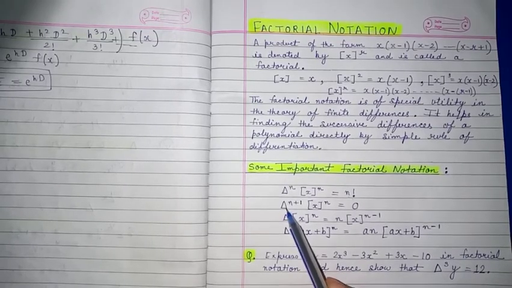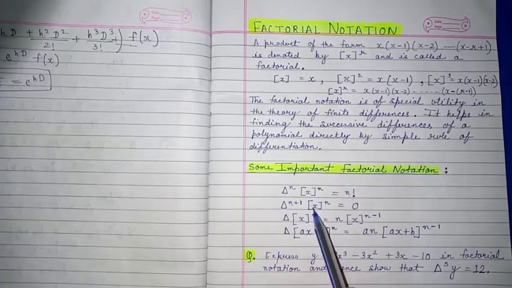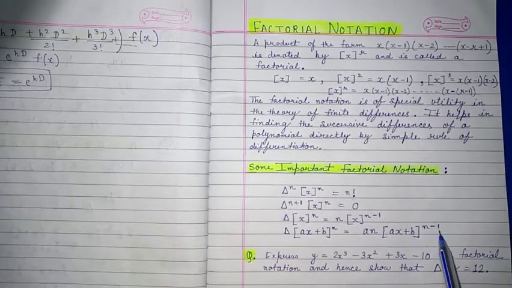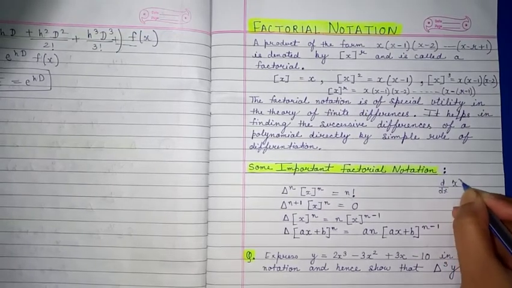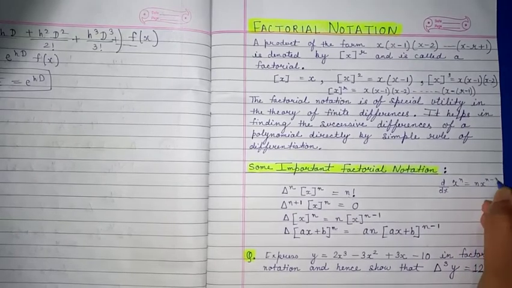If the forward operator to the power n plus 1 is applied to the factorial x to the power n, it is equal to 0. The forward operator applied to the factorial x to the power n is equal to n times x to the power n minus 1. Means if the forward operator is there and the power is n, then we write n and the power becomes n minus 1. It's just like differentiation. As you know the formula for differentiation of x to the power n, it is n x to the power n minus 1.